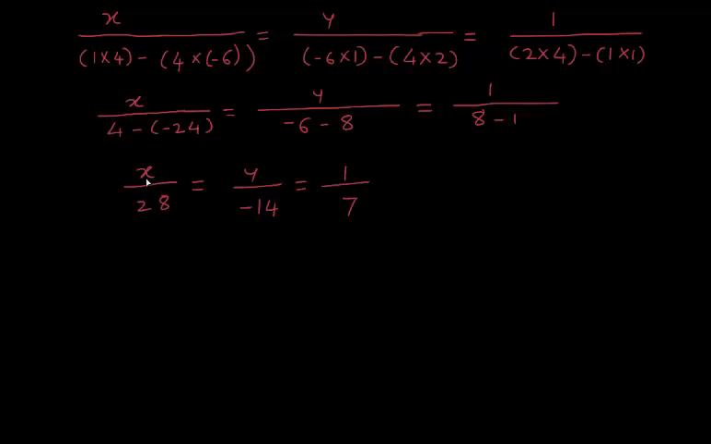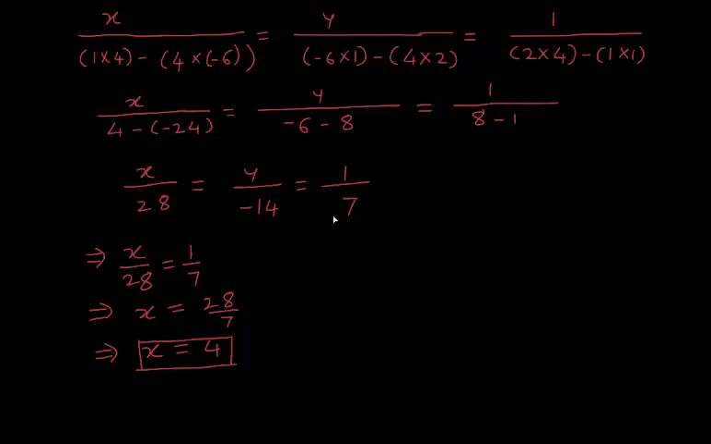Now we got fractions of x and y equal to some constant value. So let's take the x term first and the constant term. We'll get x by 28 is equal to 1 by 7. Now what we can do, we'll multiply both sides by 28. So x will be 28 by 7. That will give us the value of x as 4. So we got the value of x as 4. So for y, minus 14 is equal to again the constant term, which is 1 by 7.